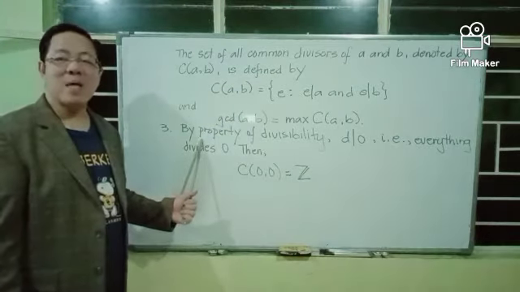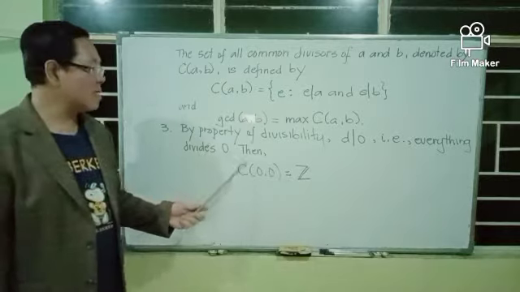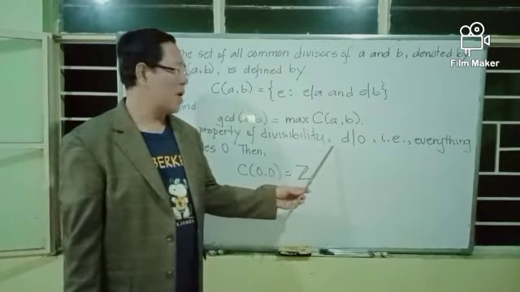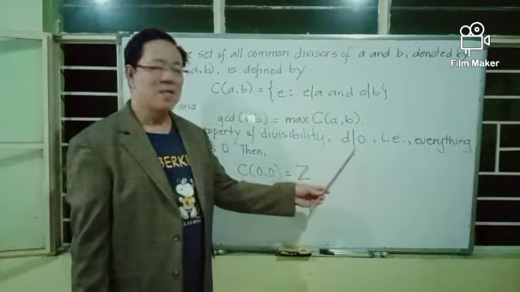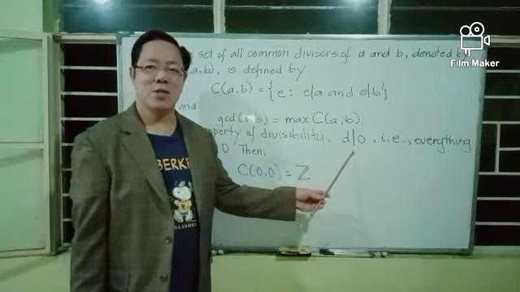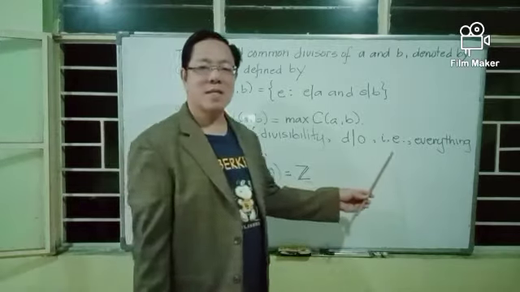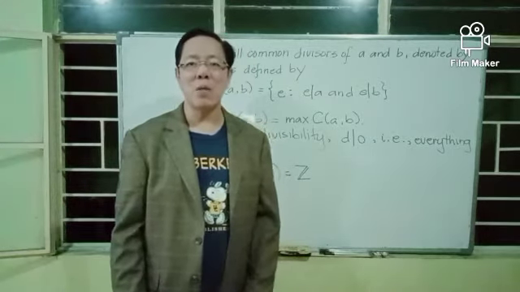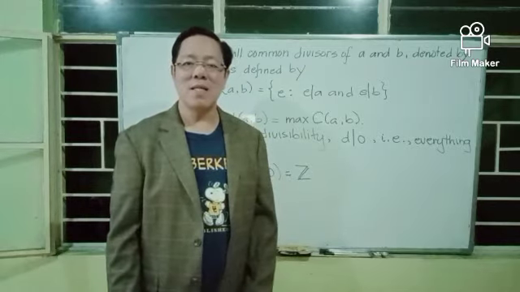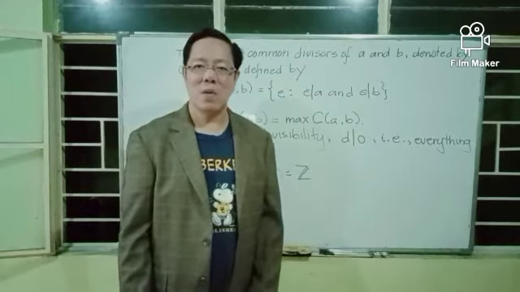Note number 3, by property of divisibility, as we have taken before, every integer divides 0. That is, d divides 0, where d is any integer. And this property says that everything divides 0. Every integer divides 0, including 0. We say that 0 divides 0.